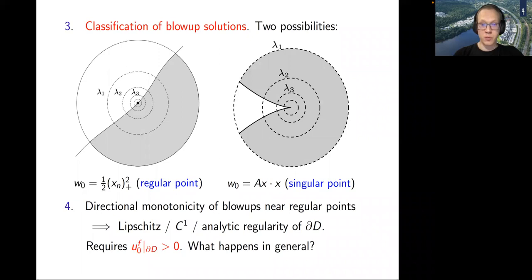And then the final thing would be to use the properties of these blow-up solutions and pass to some properties of the original solution. In particular, you prove directional monotonicity of these blow-ups near regular points. This allows you to prove the regularity, first Lipschitz, then C1, and then real analytic, if the regularity of the contrast allows it, over the free boundary. So these two steps require the non-vanishing condition for the incident wave.